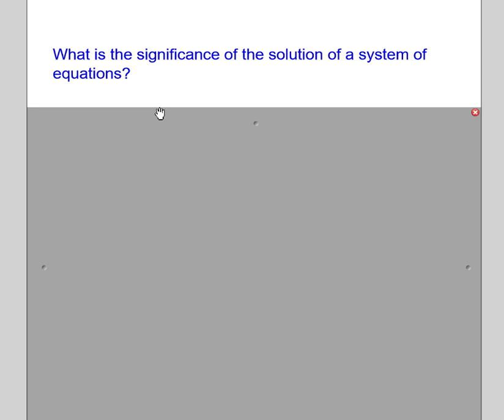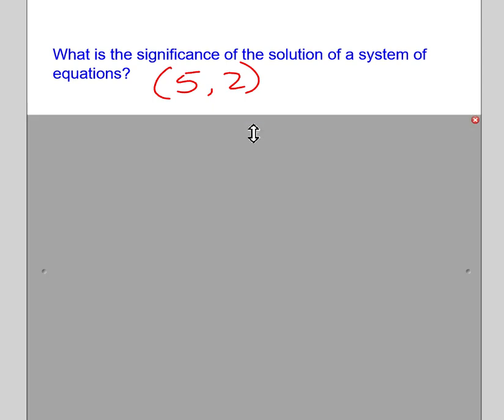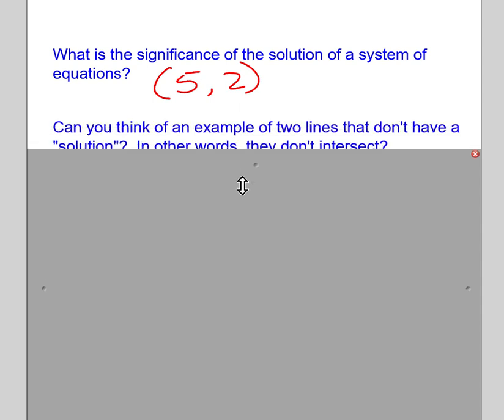So what's the significance to a solution of a system of equations? Remember, a solution, you always write your solution as a point. For example, like (5, 2), right? Going all the way back to the beginning, when we graph two lines, most of the time those lines intersect. So that solution is the point of intersection. And you can find that solution by graphing, by using elimination, or by using substitution, right?